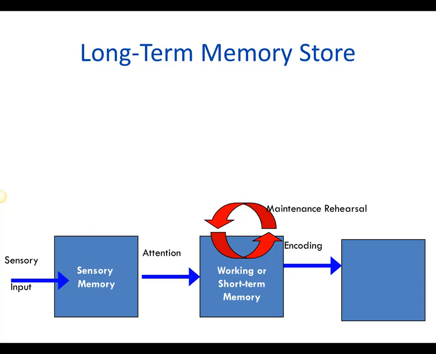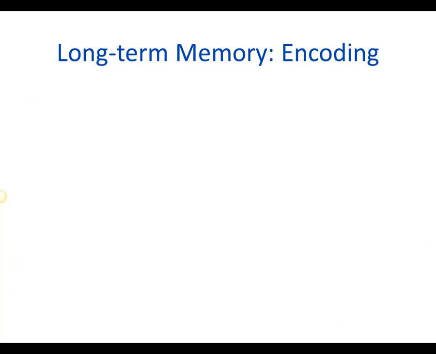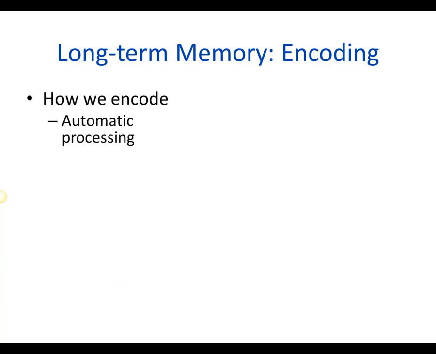In order for us to get information from working or short-term memory, we have to encode that information into the long-term memory store. The long-term memory store, its function is to organize and hold on to information. The capacity is, as of yet, unlimited. We do not know yet if there's an upper limit on what you can store and how long you can store it. And again, duration, is it permanent? We just don't know. We have some people who have the capacity to remember things from a very long time ago.